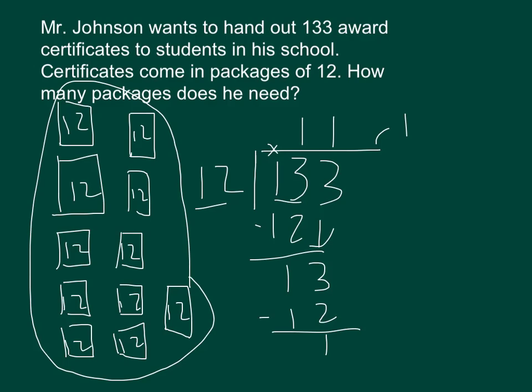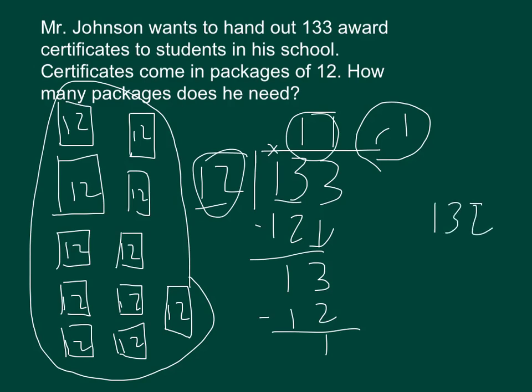But the problem is here, we have 1 certificate that would be left over. And the reason that's a problem is that 11 groups of 12 gets him the 132 certificates, but he doesn't want 132 certificates. He wants 133 certificates. All right, so he needs 1 extra certificate.